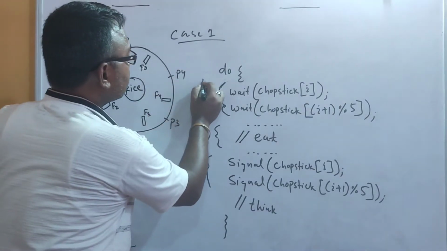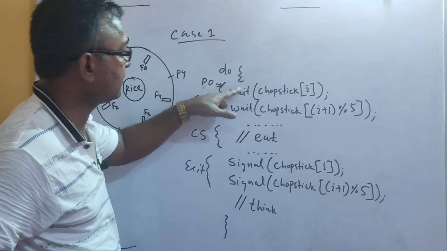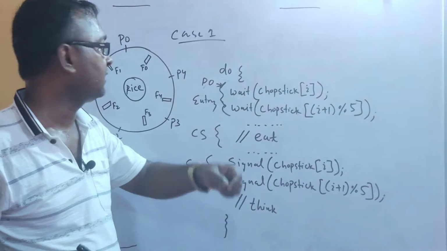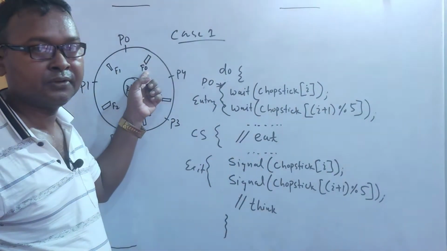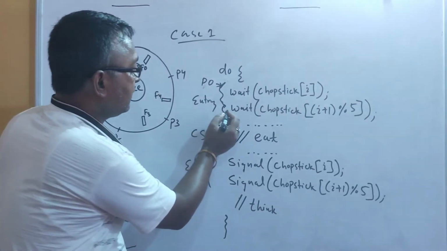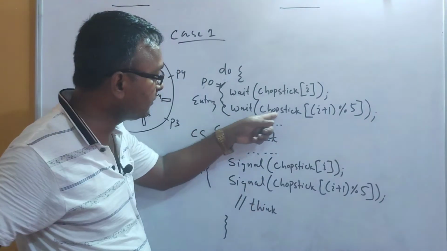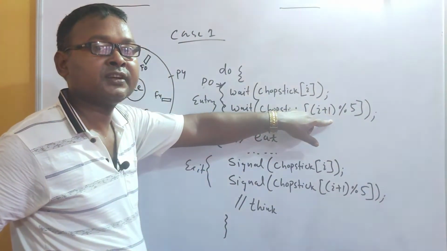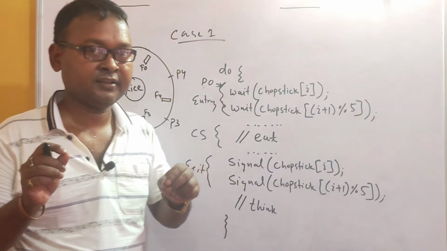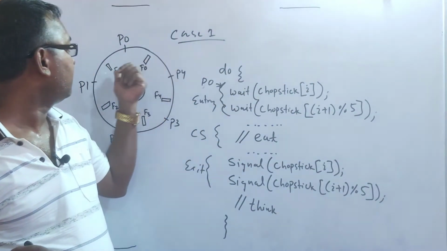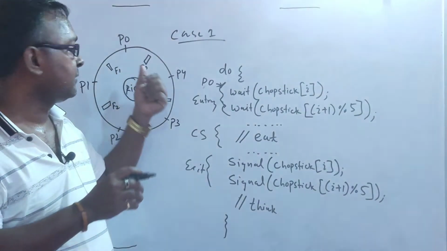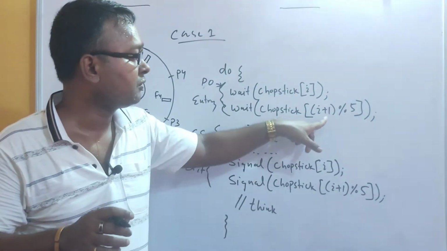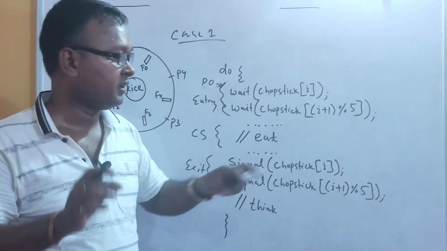So P0 first of all wants to eat the rice, so it needs to execute this particular code. So wait(chopstick[i]), that means it will be picking the fork F0. Then in another line it will execute wait(chopstick[(i+1) mod 5]), that means (1 plus 1) 2 mod 5, what is the result? 2 forks are there, right? F0 picked, F1 it will pick, right? So that means 2 forks, (1 plus 1) 2 mod 5, what is the result? 2 mod 5, or 2 percent 5, the result is 2, right?